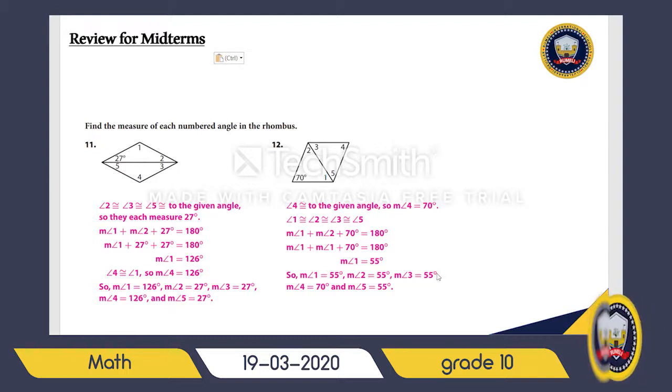Okay, now what about the angle 4? Since it's the opposite of 70 and the shape is a rhombus, and a rhombus of course is a parallelogram, the opposite angle should be equal to this one, that is 70 degrees.